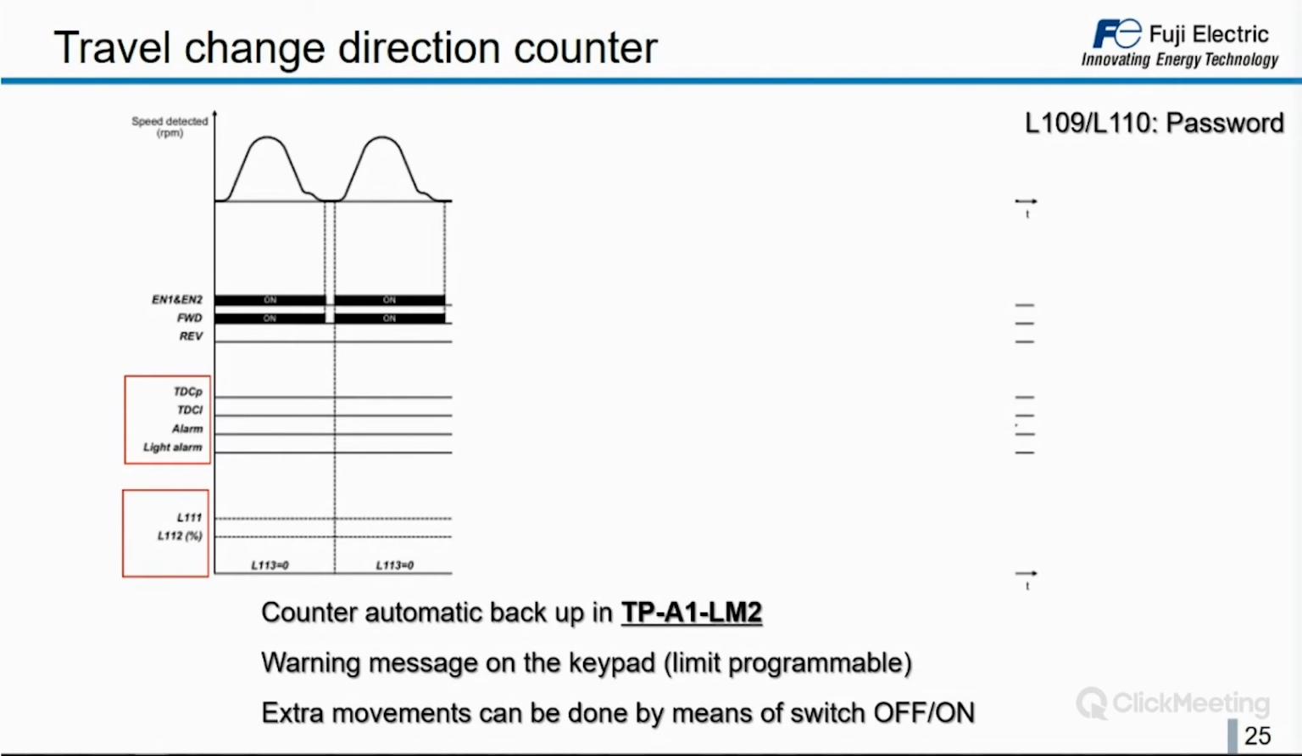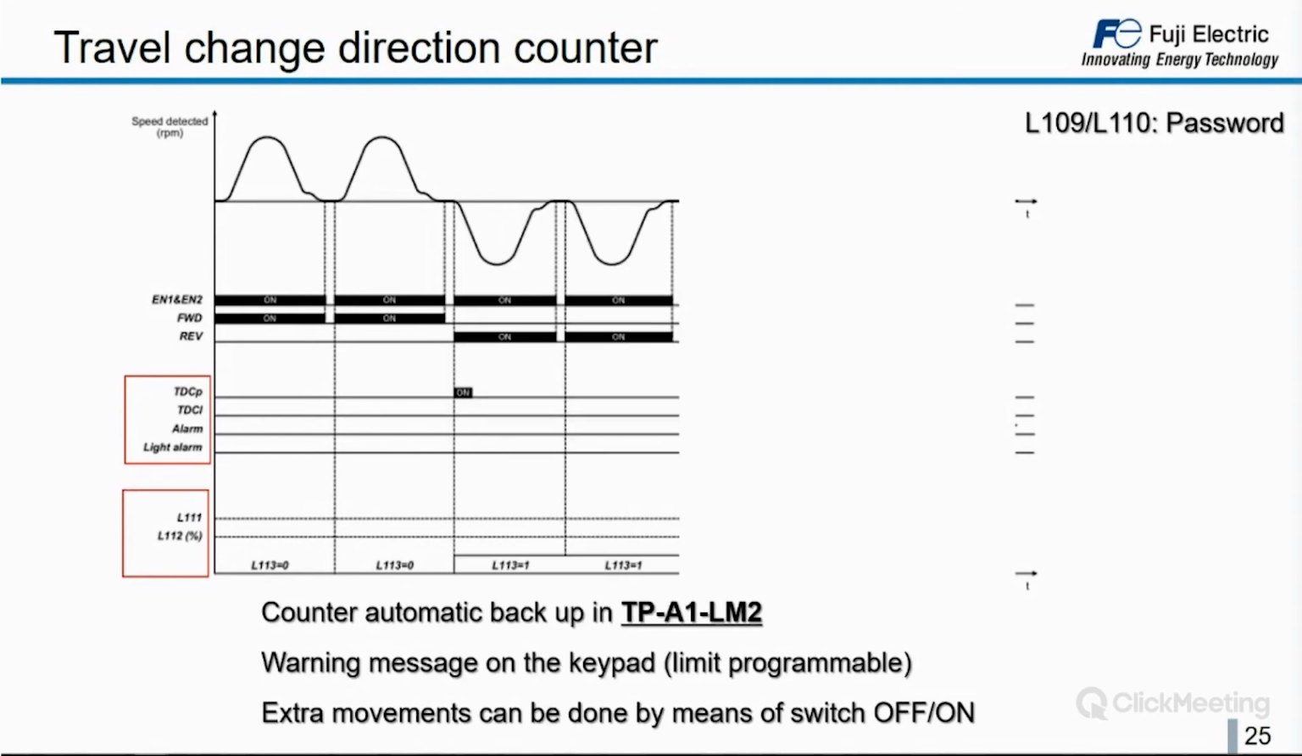So how does this work? For example, here in this graphic we have a lift movement. You see the speed is going up, stopping, going up, stopping until this moment. Fine, nothing happens. On the next movement, we go down. We go down 2 times, so this means we have one direction change. We have an internal counter, L113, which counts. You see, L113 has changed from 0 to 1.